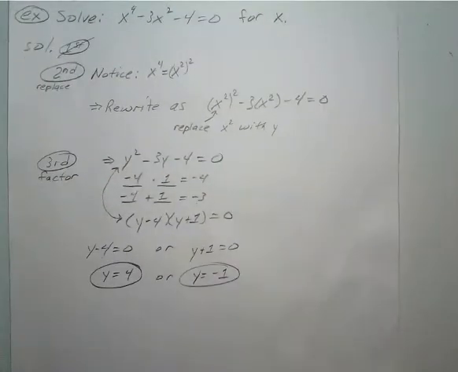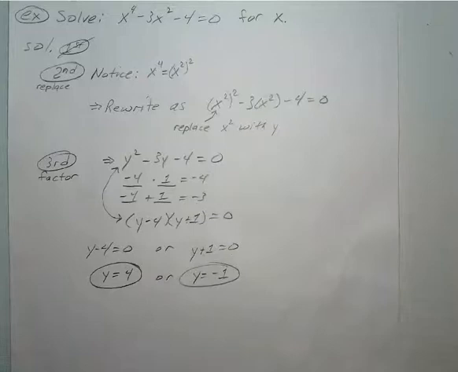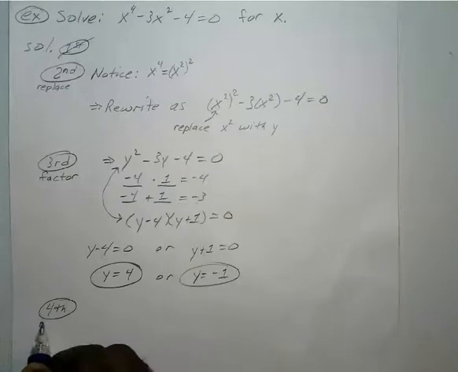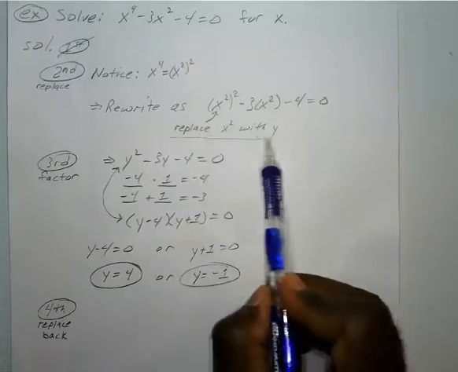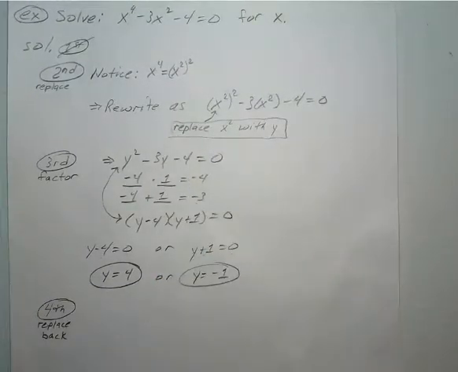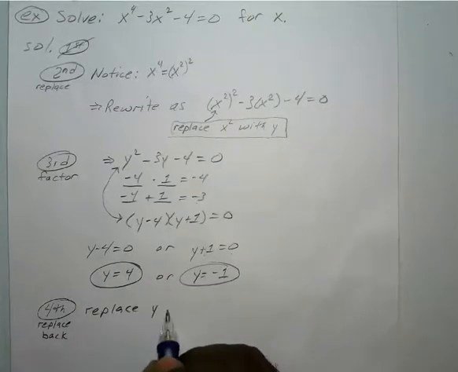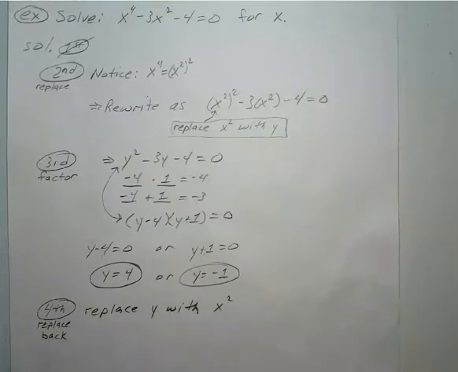We've solved for y, but we haven't solved for the variable we started with, which is x, which is why we go back to our fourth step and replace it back. Since we replaced x squared with y, we're going to replace y with x squared. Whatever we did in the second step, we're reversing it.